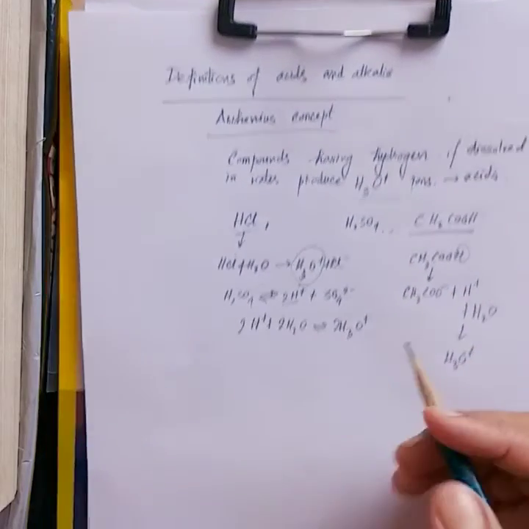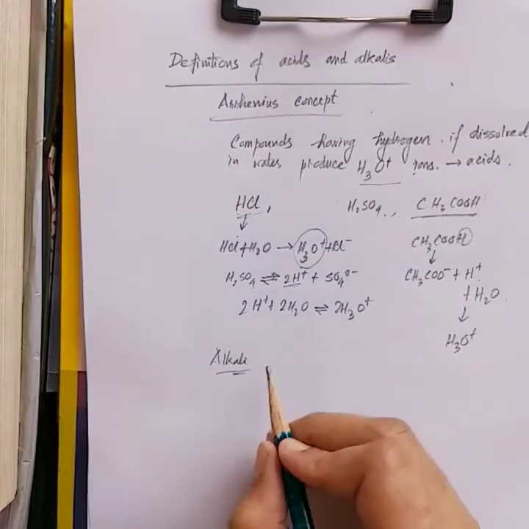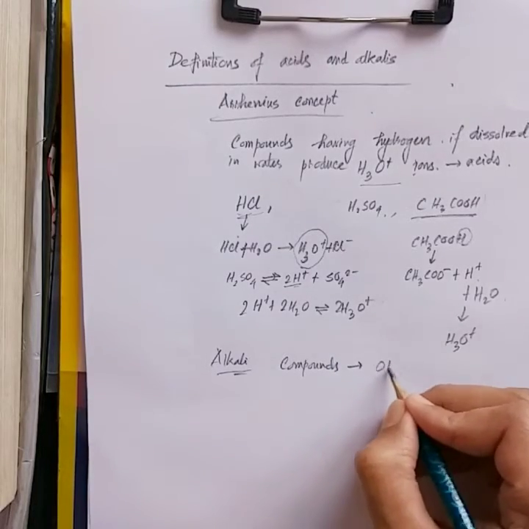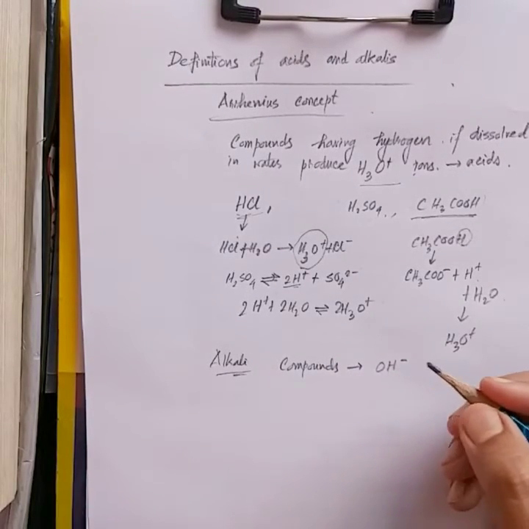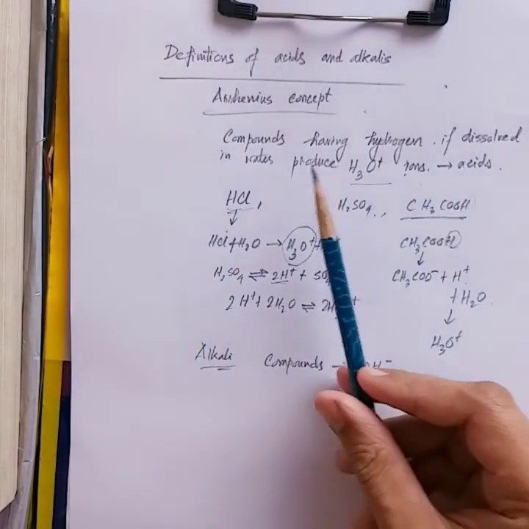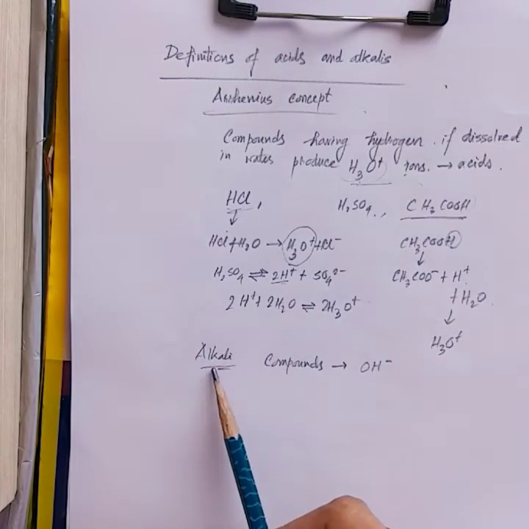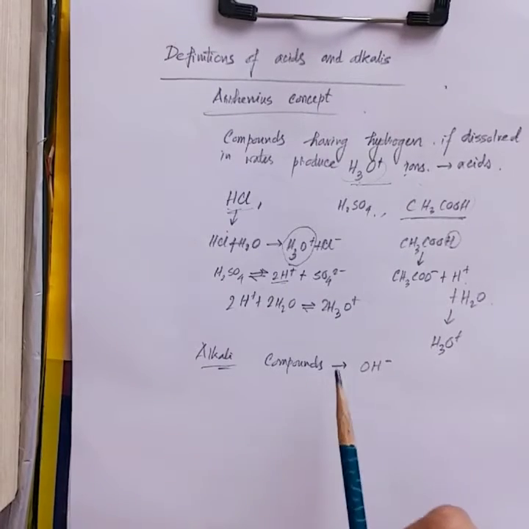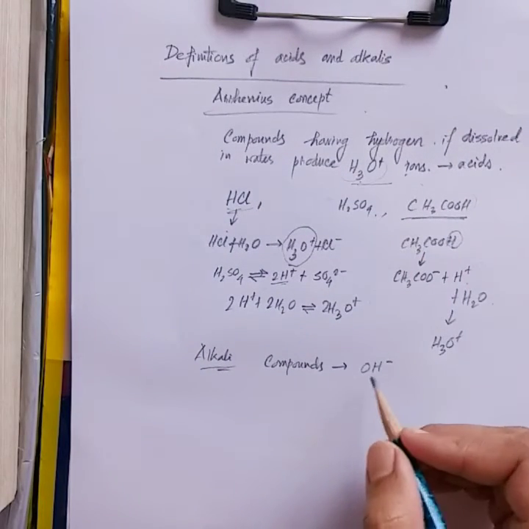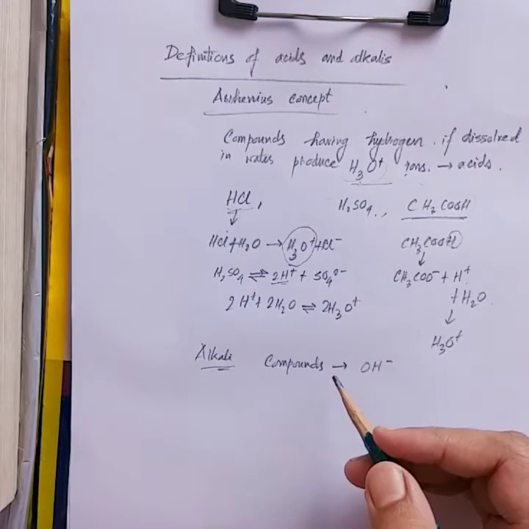Okay, now let us talk about alkali. According to Arrhenius, the compounds which release OH minus ion in their aqueous solution are called alkalis. So what did we learn? We learned that acids release H3O plus ions in their aqueous solutions. On the other hand, on the contrary, alkali compounds release OH minus ions in their aqueous solution. Okay, so therefore they release OH minus ions only. So that is the difference between the acids and alkali according to Arrhenius.